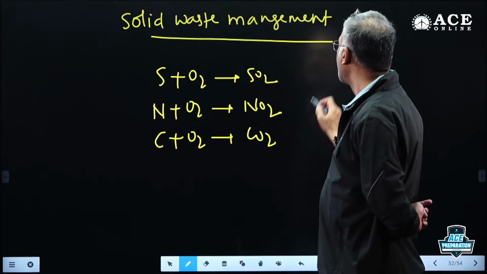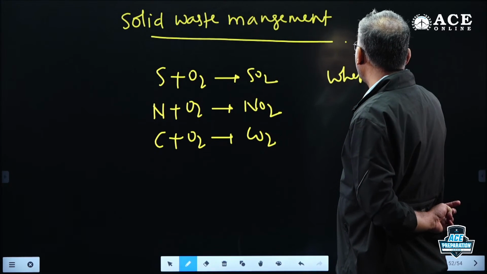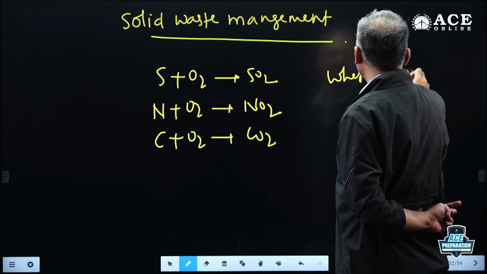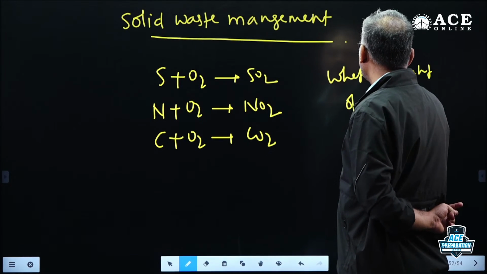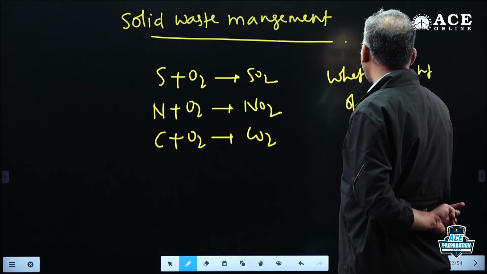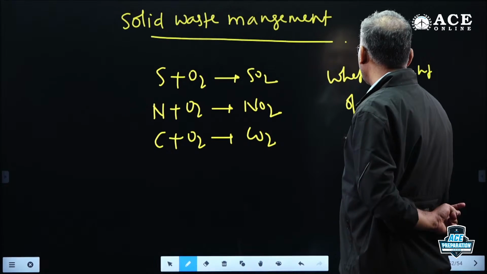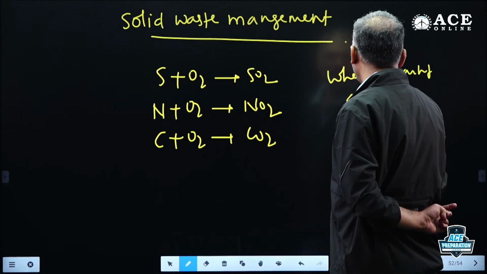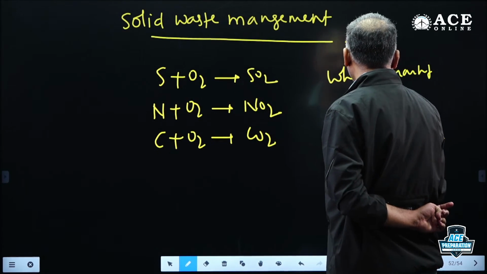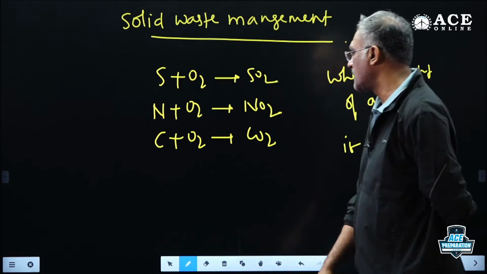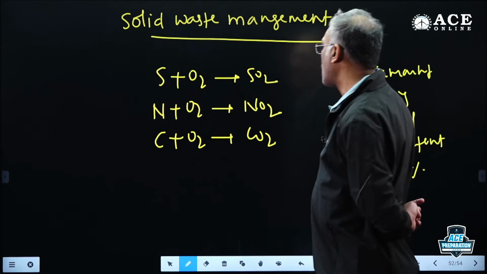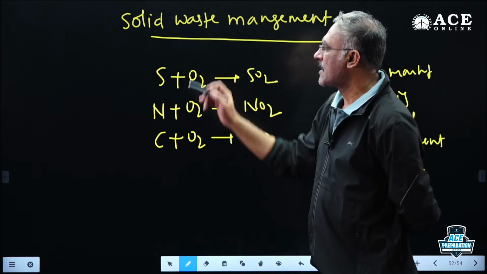Then what you need to do? What amount of oxygen is required? What amount of air is required to oxidize this? Because if the oxygen content in air is some 21%, a question like this is being asked. So what amount of air is required to decompose these substances?